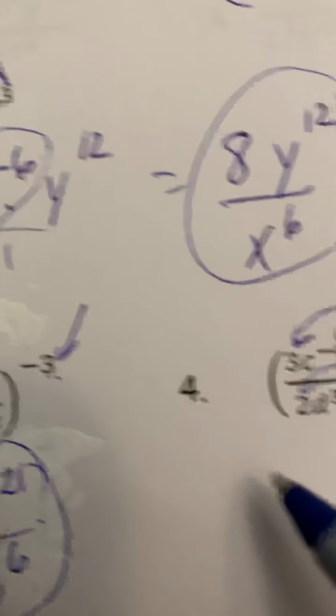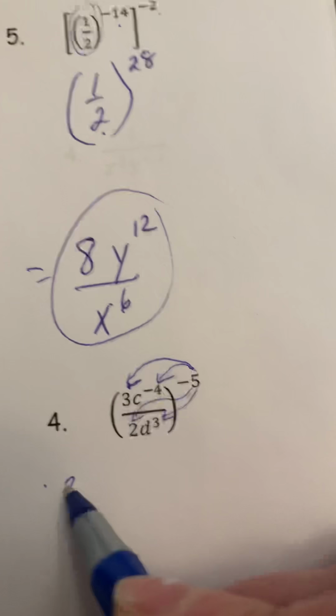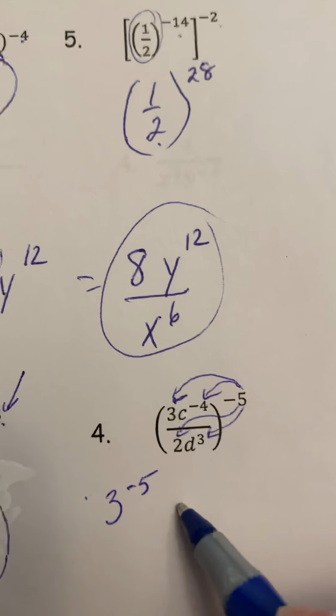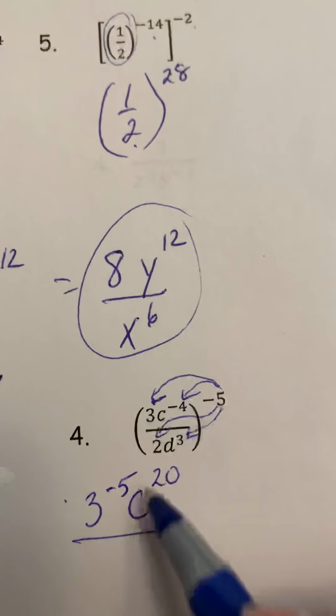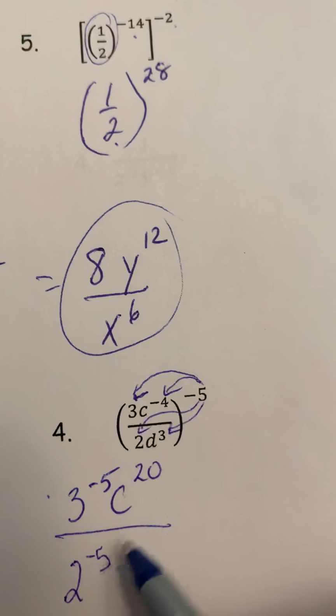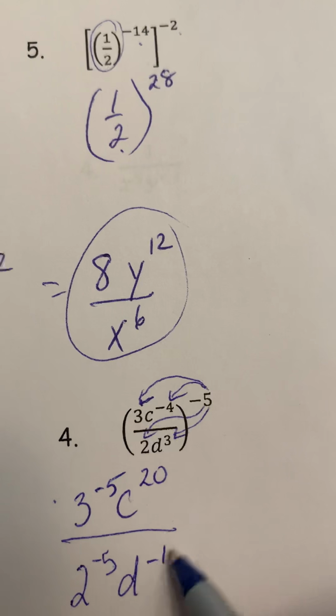So this one is going to be a few steps. We're going to get 3 to the negative 5. Then we're going to get c to the power of positive 20. So that one worked out nicely. Then when we go to the bottom, 2 to the negative 5 and d to the negative 15.